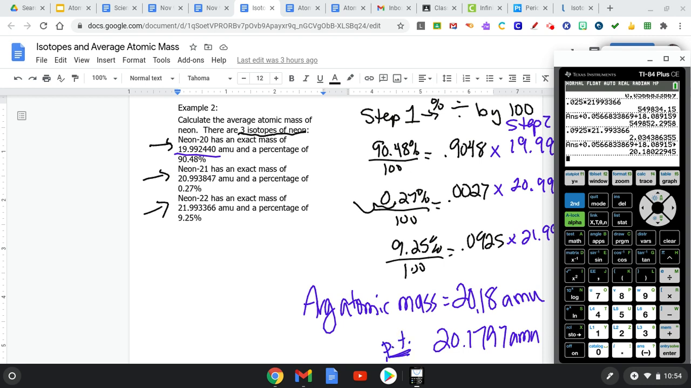Okay, so you can use the periodic table to check yourself. Your average atomic mass should be pretty close to the average atomic mass on the periodic table. But in order for you to get credit when you do practice on this, you have to show me all the steps. You have to show me that you divided by 100, that you've multiplied by each mass, and that you've added them all together to get your average atomic mass. Also, make sure you include atomic mass unit, or AMU, as your unit.